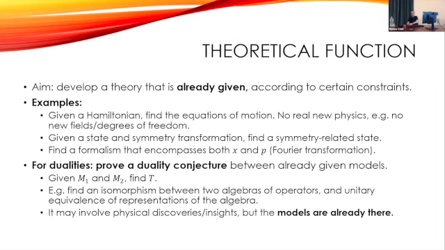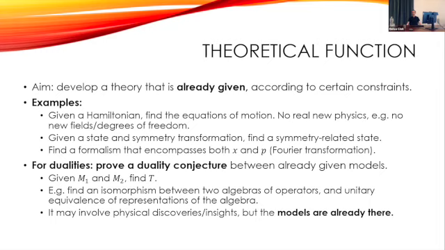So let's see in slightly more detail what we mean by the theoretical function. I've already said it, but the aim here is to develop a theory that is already given according to certain constraints. By already given, I mean that we have models, and we know, or we conjecture, that they are instantiations of a duality, representations of a theory. And the only thing we need to do is prove this. We need to find this theory, or prove the duality conjecture.